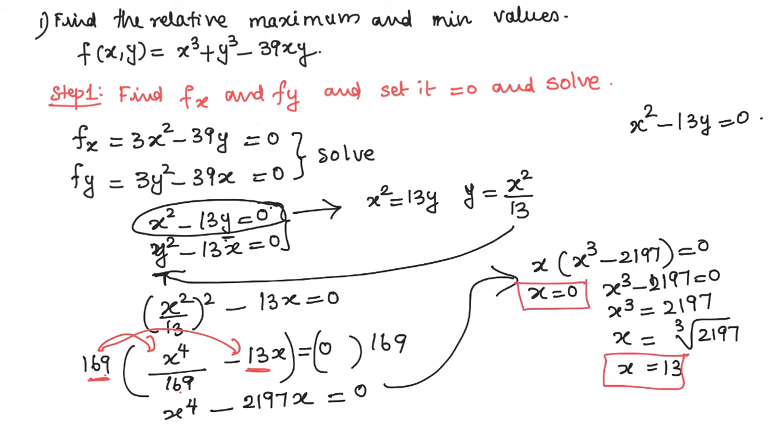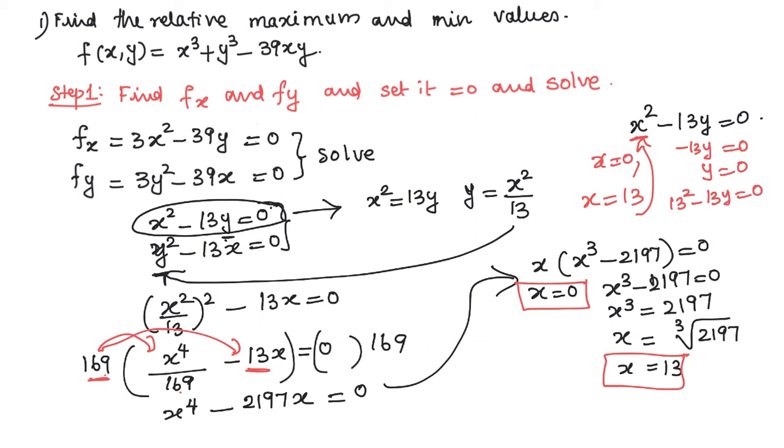So when x equals 0, if I put x equals 0 here, this will be 0. So negative 13y equals 0. So y will be equal to 0. When x equals 13, substitute 13 here. So 13 squared minus 13y equals 0.